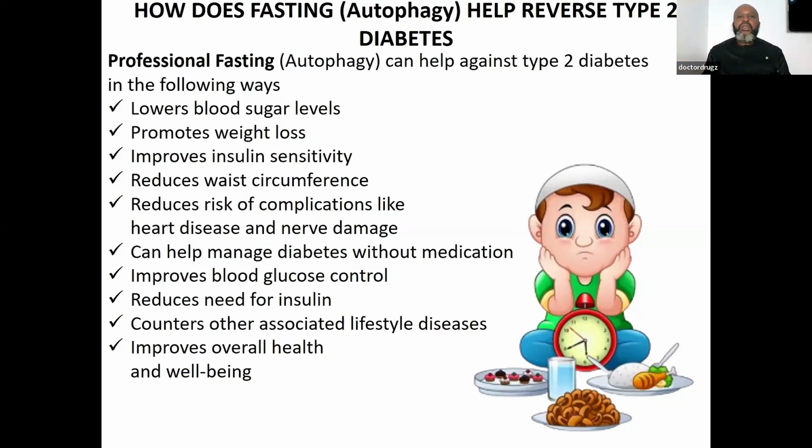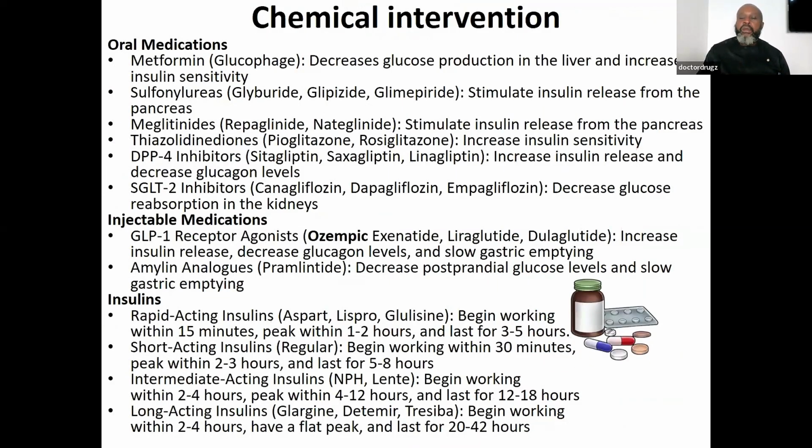Then we have professional fasting. Autophagy can help against type 2 diabetes in the following ways: it lowers blood sugar level, promotes weight loss, improves insulin function, reduces waist circumference, talking about abdominal fat, reduces risk of complications like heart disease and nerve damage, and can help manage diabetes without medication. Can you imagine? It reduces the need for insulin and counters other associated lifestyle diseases. You know that type 2 diabetes comes with its own lifestyle diseases, and of course it improves overall health and well-being.